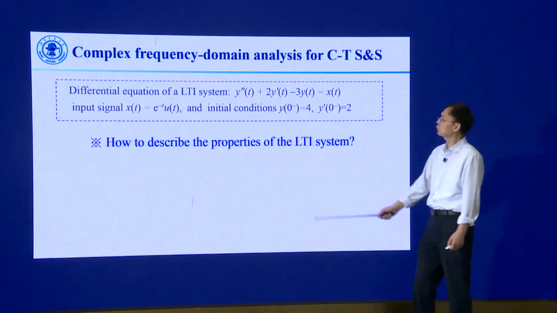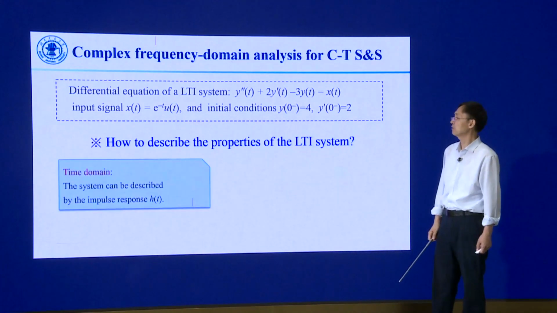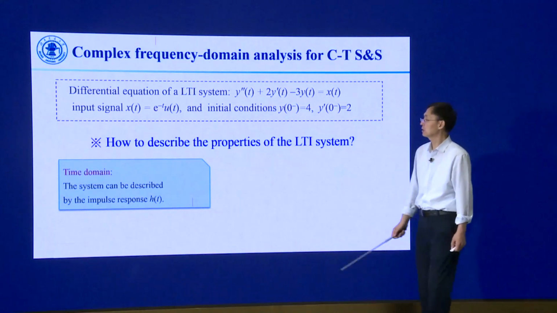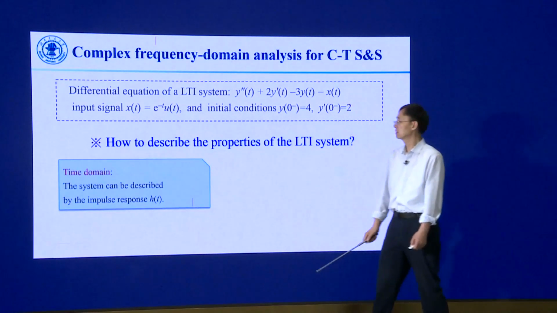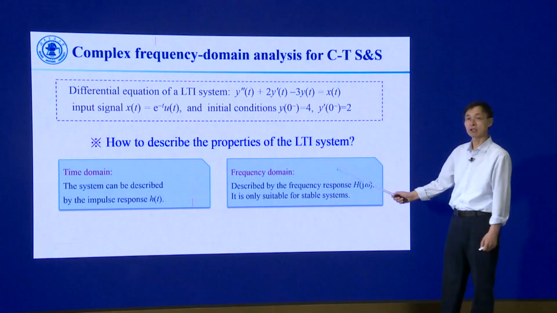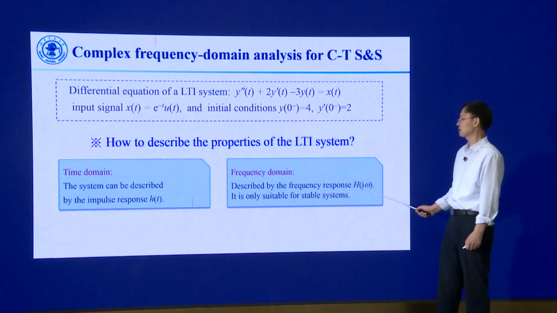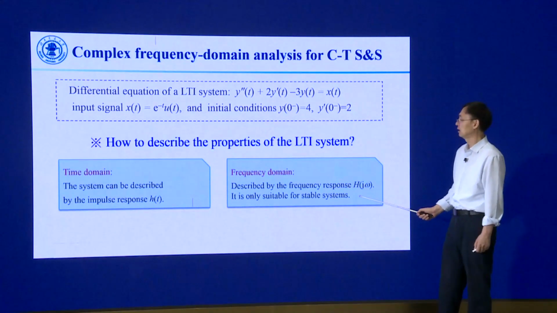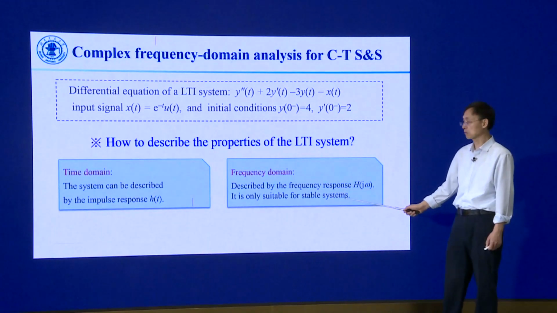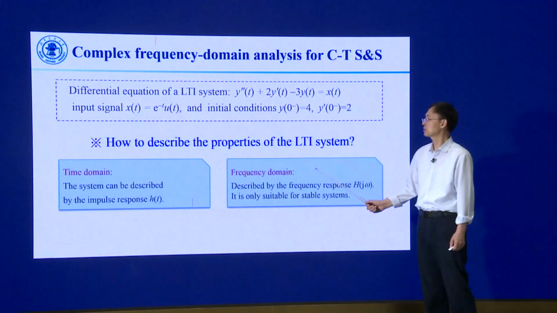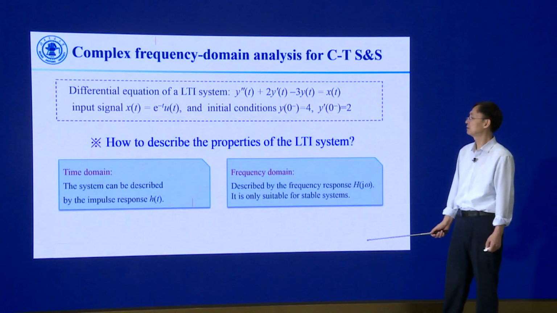Similarly, how do we describe the properties of the LTI system? In time domain, we can describe it by the impulse response. In frequency domain, we describe the system by the frequency response H of j omega. But this is only suitable for stable systems. So there are some restrictions to time domain analysis and frequency domain analysis.